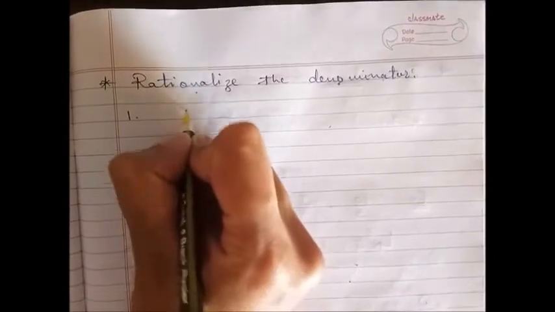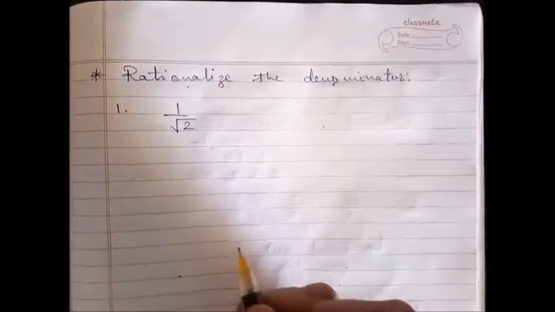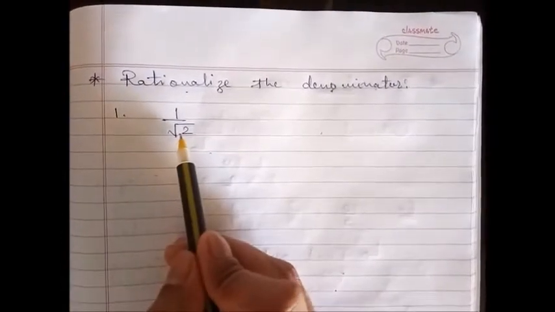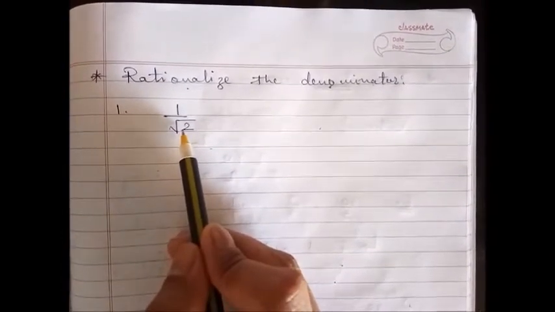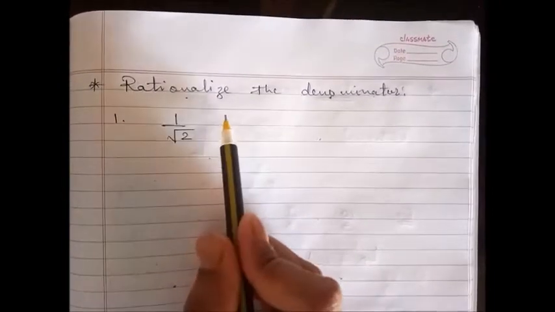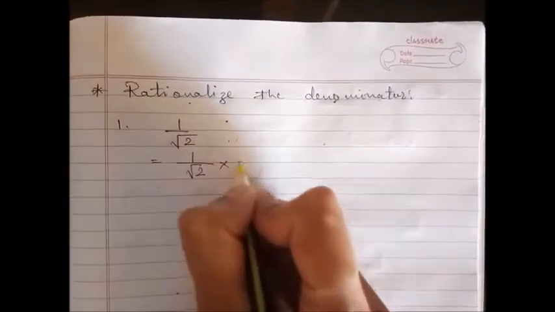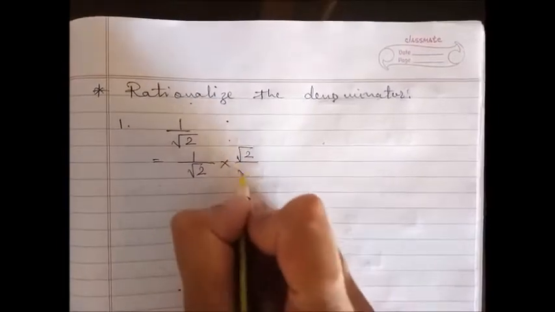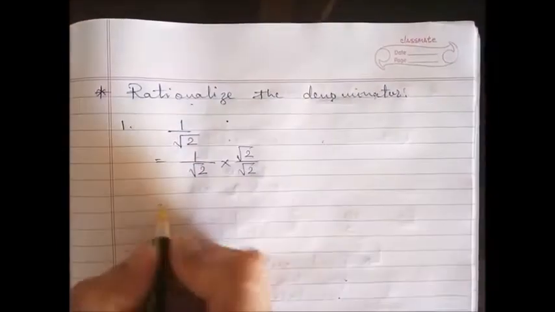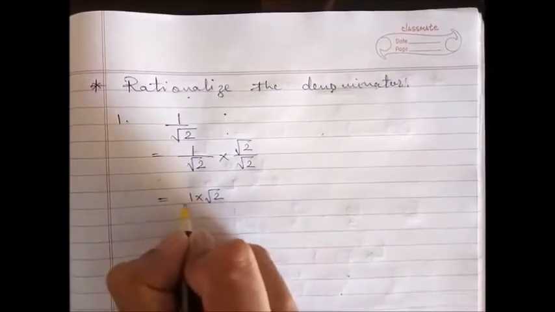Let's start with an example. Let's take one simple one, that is 1 upon root 2. Now see, root 2 is an irrational number. So multiply with the same denominator in both numerator and denominator. That is 1 upon root 2 multiplied by root 2 upon root 2. Now 1 into root 2 comes root 2.